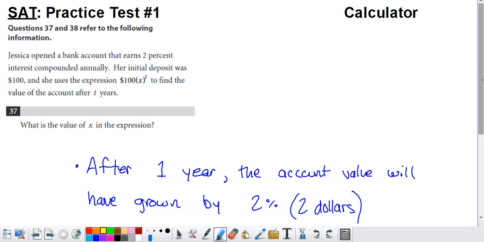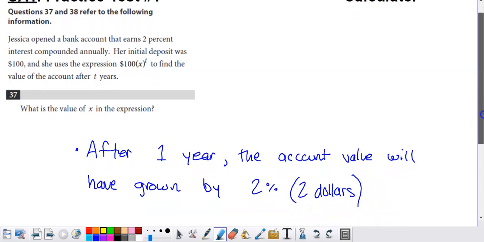If she doesn't put any more money in and she's paid interest once at the end of that first year, she's going to get 2% of the initial amount that she put in. And it should be pretty easy to recognize that 2% of 100 is going to be $2. So after 1 year, the account will have grown by 2%, or by $2.